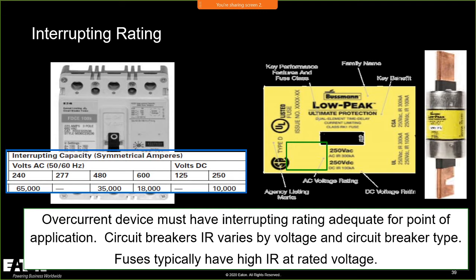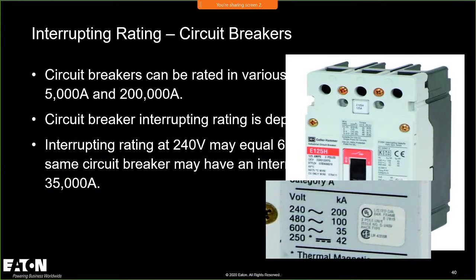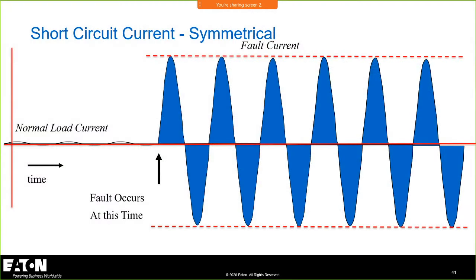Make sure you understand the voltage you're applying it at, because that will determine what the interrupting rating is of that circuit breaker. And there's your rating on this E-frame breaker. At 240 volts, 200,000 amp interrupting. Very cool. But if you're applying it at 600, you're only at 35. Don't make that mistake in the field.